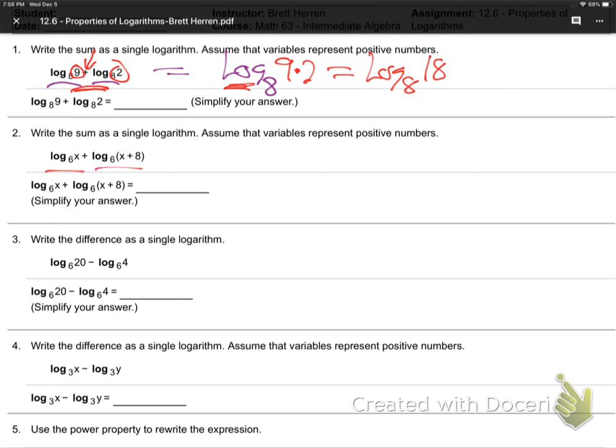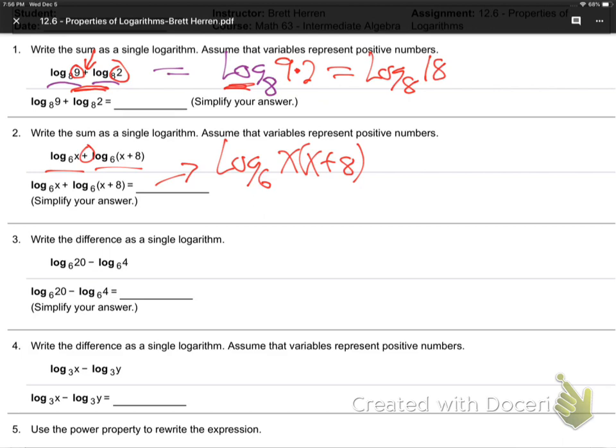Log base 6 of x plus log base 6 of x plus 8. So they're both log base 6. Adding, easy job for 2 logs, becomes times, a harder job, multiplication, for 1 log. And that's the answer. That's all we have to do. These are pretty quick.